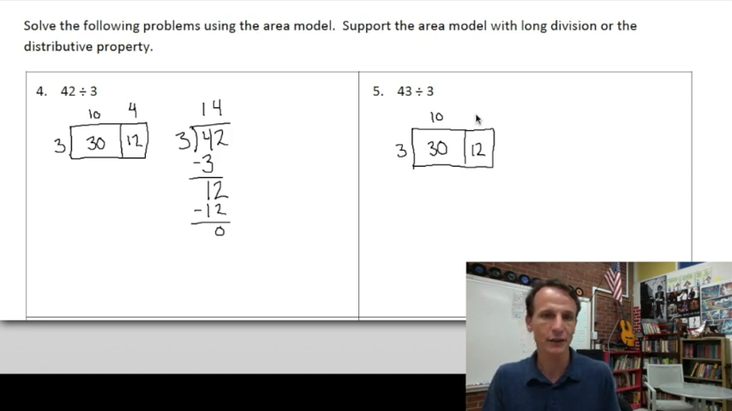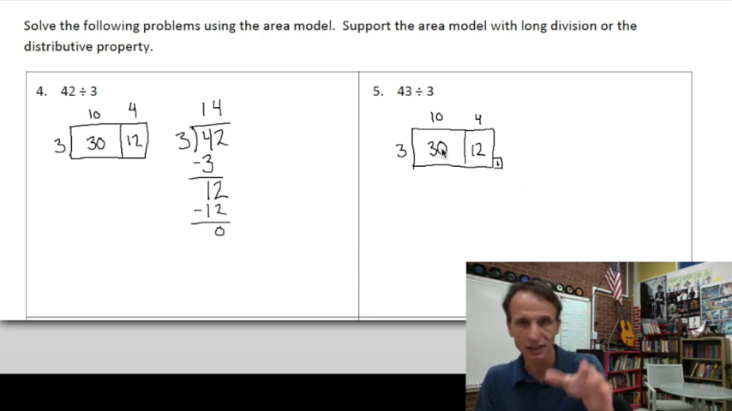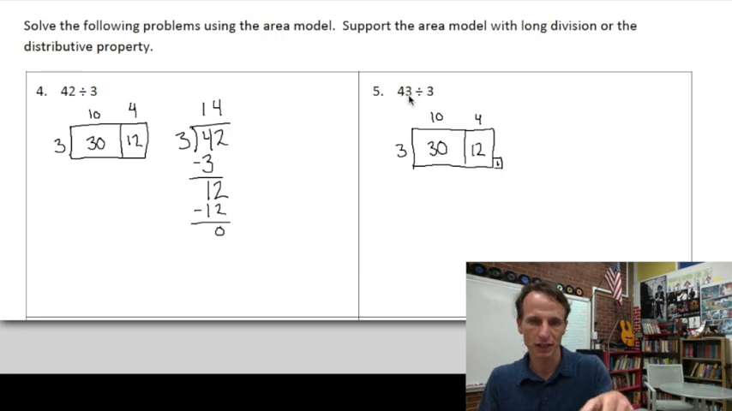See, so right now it looks exactly the same as the previous area model, but here's the difference, which is we have that 1 left over here. That's our remainder. So now you see 30, 12, and 1. There's the 43 divided by 3 is 14 with this remainder of 1 appended on here.